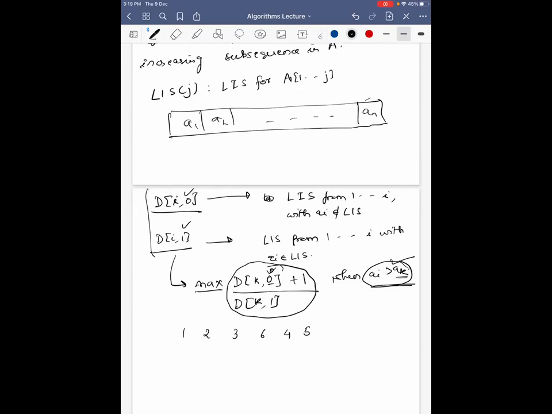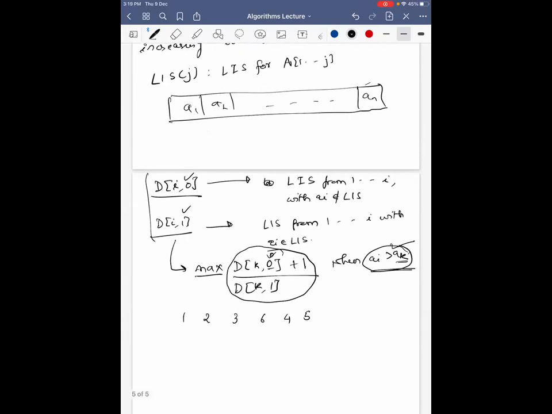Just a minute. So 1, 2, 3, 6, 4, 5. So 1, 2, 3, 6, versus 1, 2, 3, 4, 5. So how do you think we will go about it? Is there a problem with this algorithm or not? There is, right?